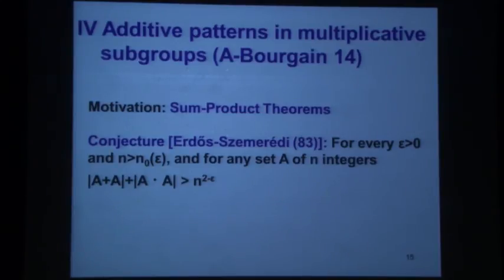And one thing that illustrates it is the following conjecture of Erdős-Szemerédi that is still open. So it says that for every small positive epsilon, if n is big enough and you have a set of n integers, then either you have many sums or you have many products. And many is almost as many as you could have, almost quadratic, namely the number of sums of pairs plus the number of products of pairs is bigger than n to the 2 minus epsilon.